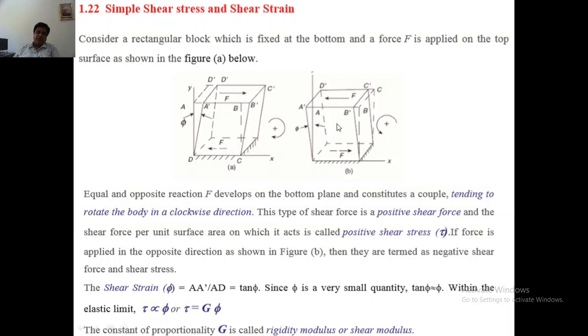Similarly, in this diagram you can see we have the same element here, and when you apply the shear force on the left hand side, towards the left, in the bottom face the reaction force will be on the right hand side. So because of this shear force, the object will rotate in the anti-clockwise direction. You can see here A has moved from here to A dash. So it is opposite of this diagram because the forces are acting in opposite directions. So when the body rotates because of the shear force in the anti-clockwise direction, we take it as negative shear.